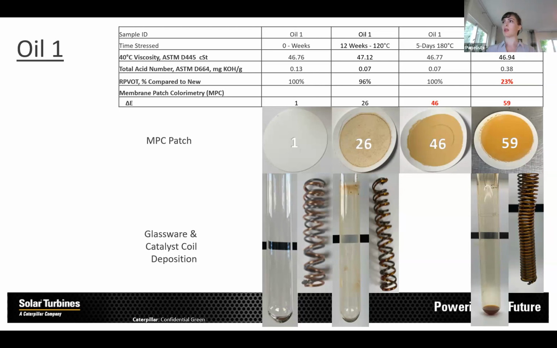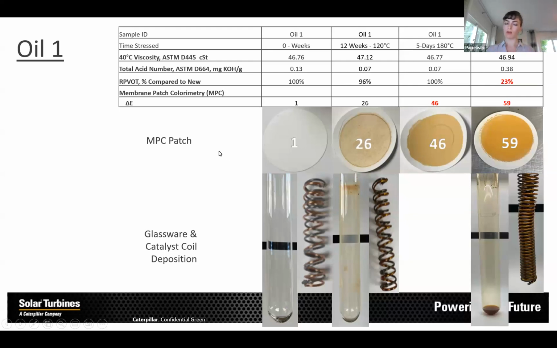Here we don't see much shift in the viscosity. However, this is where we start to see the acidity increasing considerably from the baseline. In addition to that, the consumption of antioxidants is at a much higher level. So we have dropped below the 25% threshold. And the MPC is also significantly higher than all the previous tests that were done. One might argue that we have similar deposition of varnish on the glassware as well, as I mentioned, accompanied with a higher MPC test.